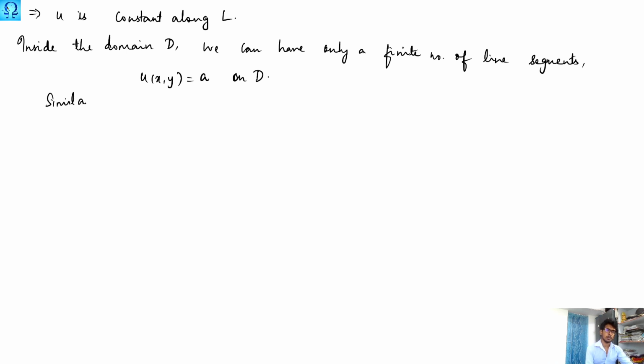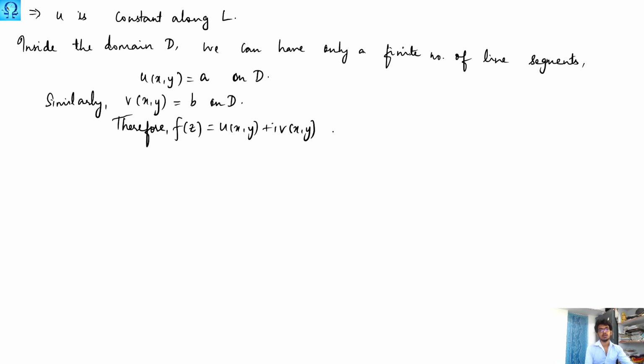Similarly, we can prove the function v is some constant on D. Therefore, f of z, that is u of xy plus iota times v of xy, is alpha plus iota times beta, which is some complex constant on the domain D, and this completes the proof.